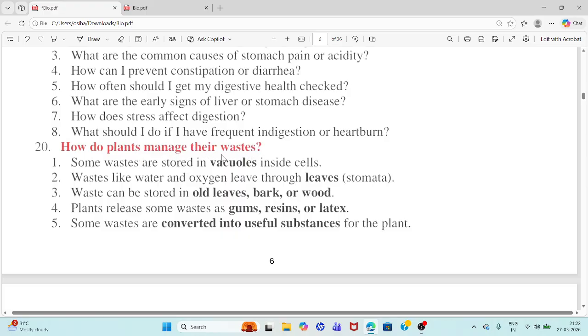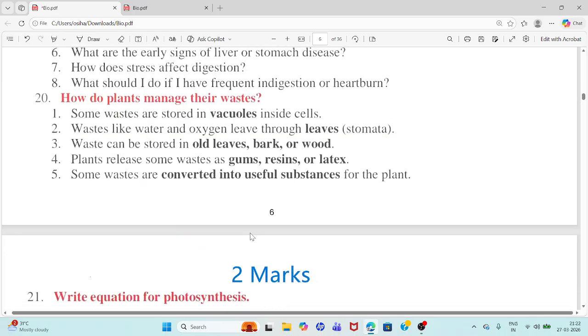How do plants manage their waste? Some waste is stored in vacuoles inside cells. Waste like water and oxygen leave through leaves. Waste can be stored in old leaves, bark, or wood. Plants release some waste as gums, resins, or latex. Some waste is converted into useful substances for the plant.